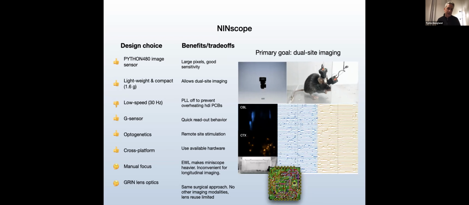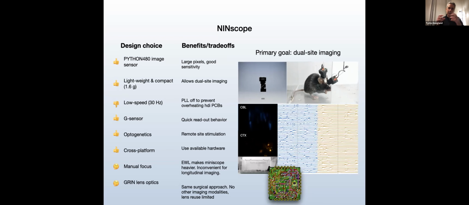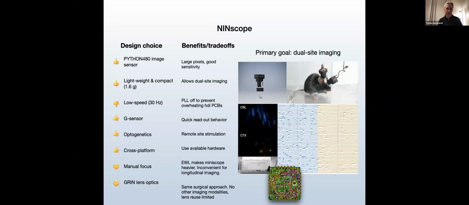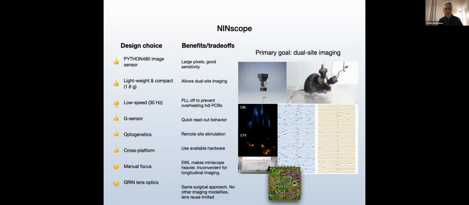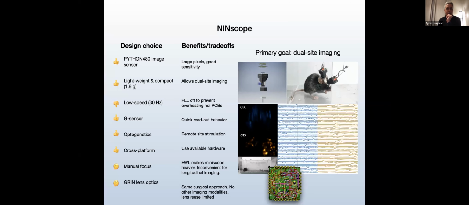So our mechanical design was also tailored towards making something that could allow us to fit two microscopes on a single mouse. And so of course, we had to make it lightweight. So we developed a microscope that could fit on a mouse. It had a small footprint, but was also lightweight.